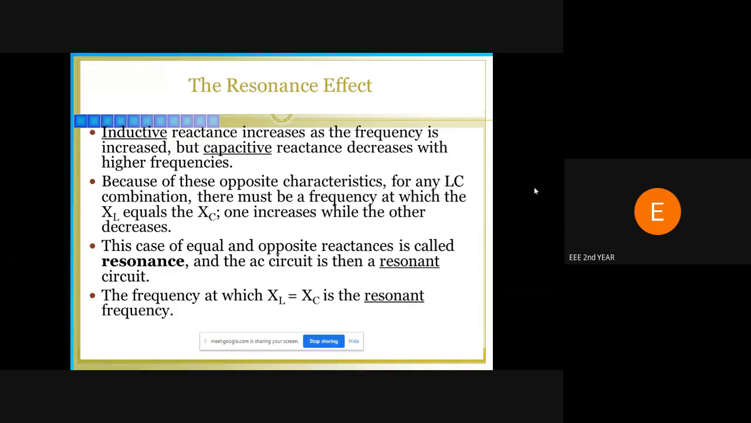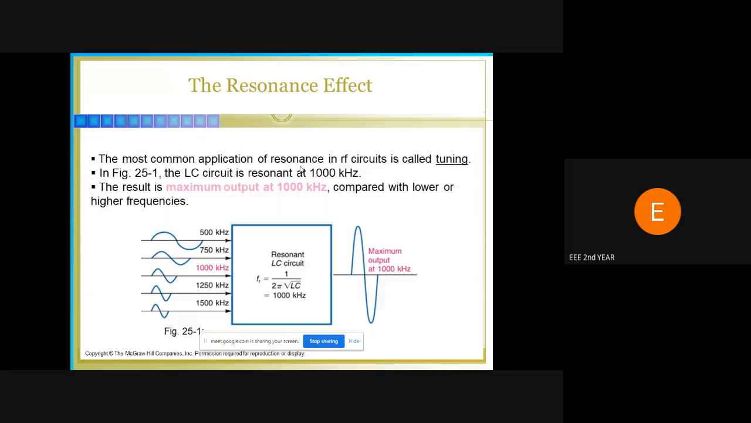For an LC combination, there must be a frequency at which XL will be equal to XC, since one increases while the other decreases. If XL increases, XC decreases. So resonance means equal and opposite reactance, and the AC circuit is then called a resonance circuit. At this condition, the circuit is called a resonance circuit, and the frequency at which XL is equal to XC is called the resonant frequency. So this is the resonance effect.